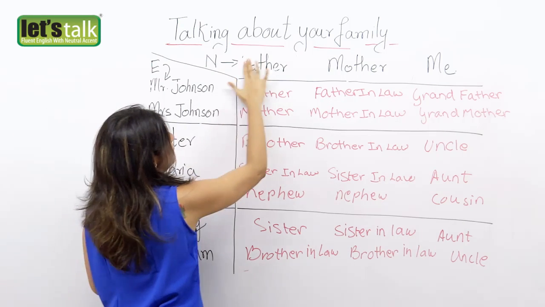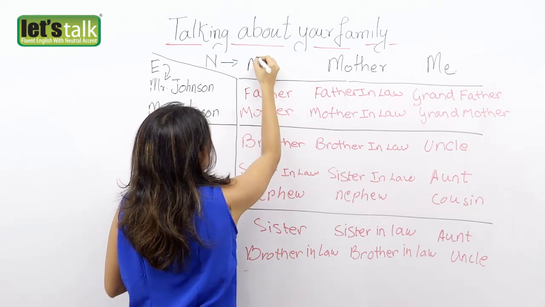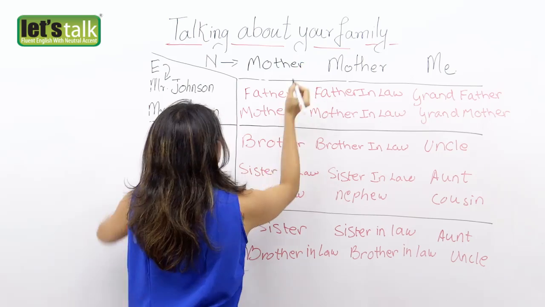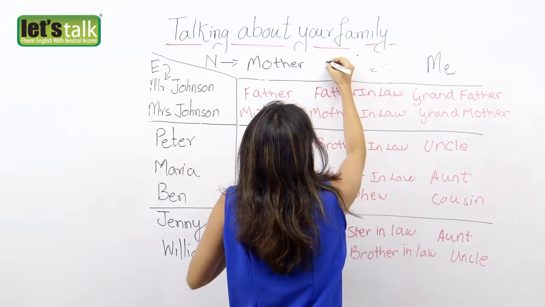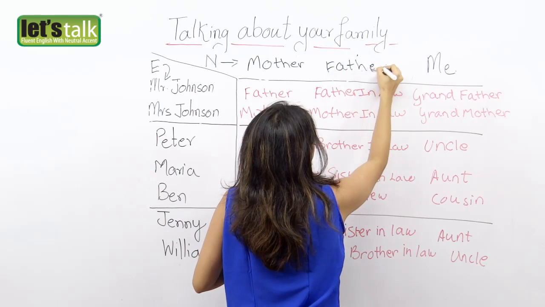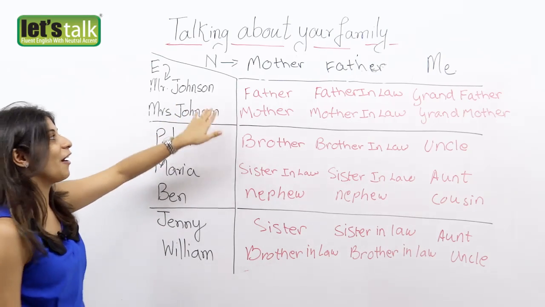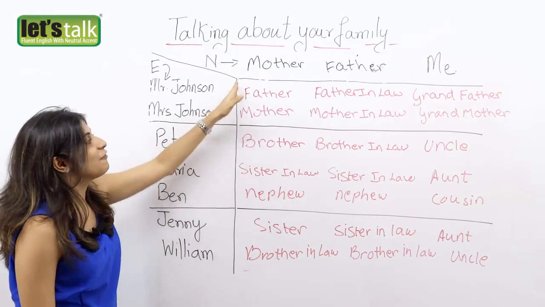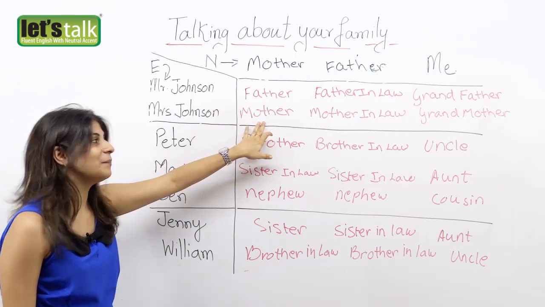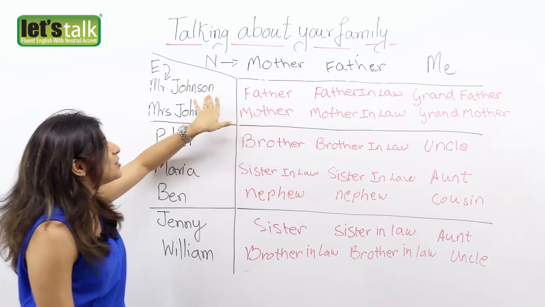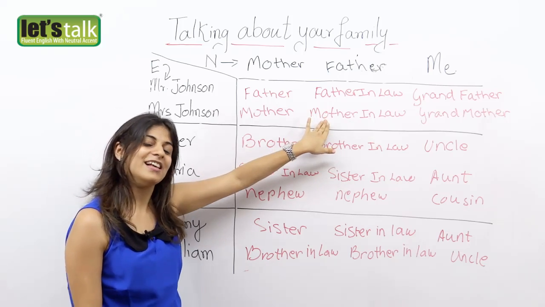So let's consider Mr. and Mrs. Johnson as your mother's parents, okay? Alright, so if Mr. Johnson and Mrs. Johnson are your mother's parents, then for your mother, Mr. Johnson is her father, Mrs. Johnson is her mother. Whereas for your father, Mr. Johnson is his father-in-law, whereas Mrs. Johnson would be his mother-in-law.